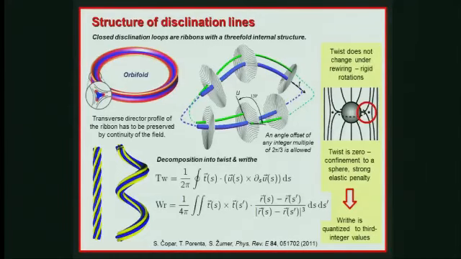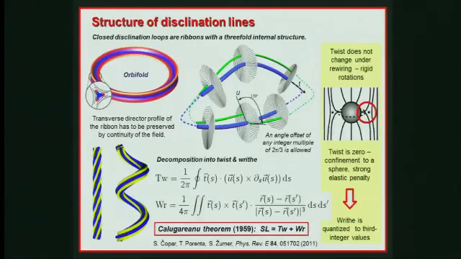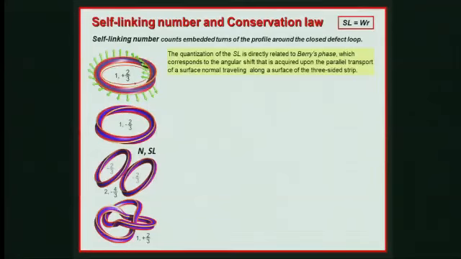It's also because of the elastic energy which is stored in the liquid crystal. It's very unusual to twist such a line. So we can say that twist is approximately 0 everywhere. And by saying this, you can tell that the writhe is a quantity which is quantized to third integer values. And because you know the Calugareanu theorem, which states that the sum of twist and writhe is equal to the topological invariant, the self-linking number, you can then do something more.